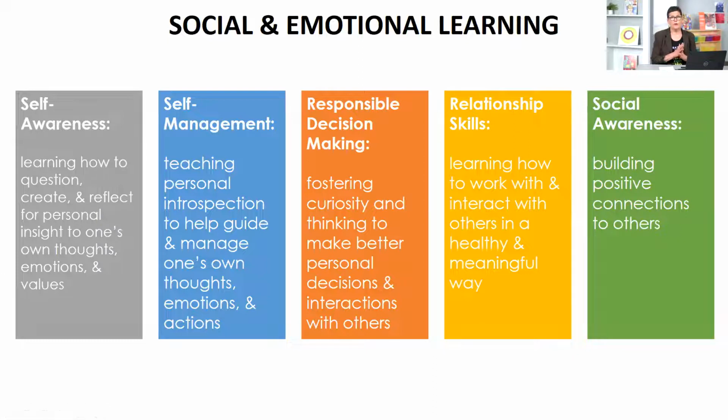So if you're not aware of the 5 core competencies as developed and defined by CASEL, which is the Collaborative for Academic, Social, and Emotional Learning, they are self-awareness, self-management, responsible decision-making, relationship skills, and social awareness. The descriptions that are under these are not the definitions. They are the link to the art curriculum and showing how a quick definition of how it matches.